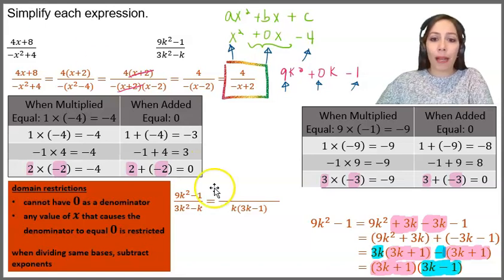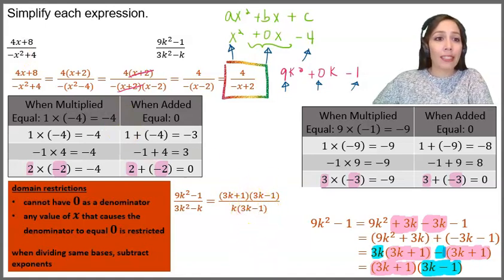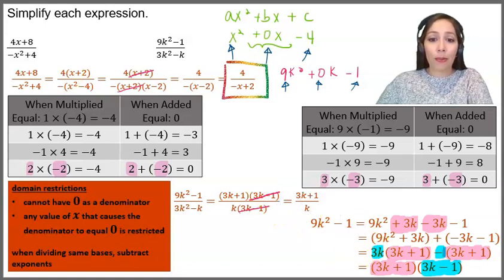So now I'm just going to go back up to my original problem I was working with and add that 3k plus 1 times 3k minus 1. Now look at your numerator and denominator in this problem and ask yourself, what can we cancel out of both of these? They both have the 3k minus 1 part, so I can go ahead and cancel that out of each of them. And that leaves me with my final answer of 3k plus 1 all over k.